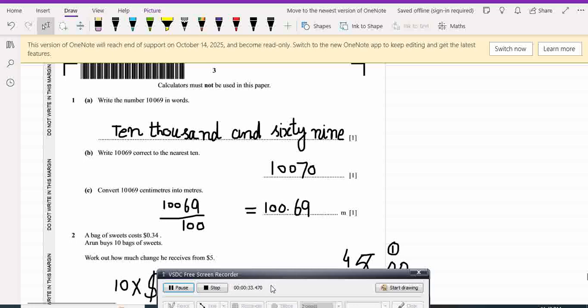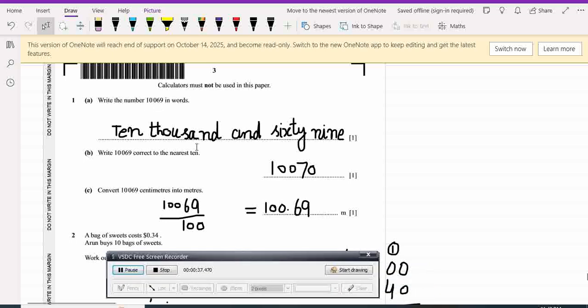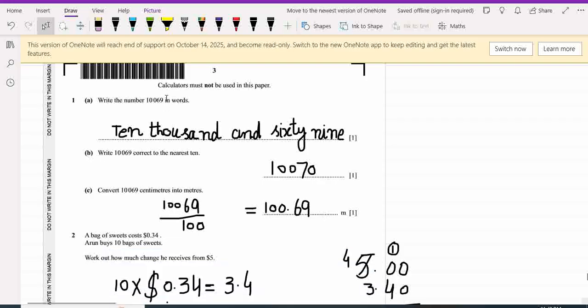Question number 1 is write 10069 in words. So we have to write the place value. This is unit, 10, 100, 1000, 10,000. So this is 10,069. You can omit the comma and you can also write 10,069. So the answer is 10,069. That's it.